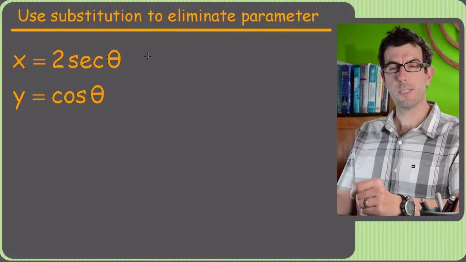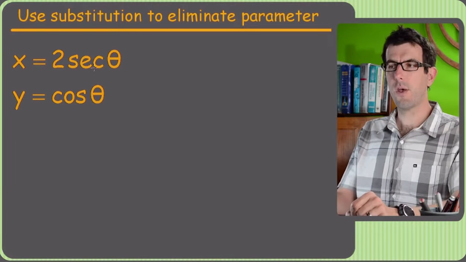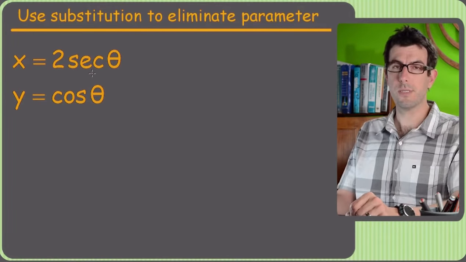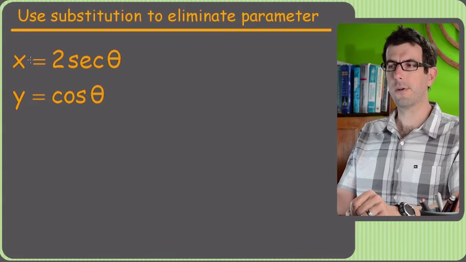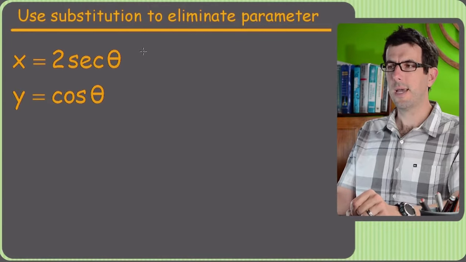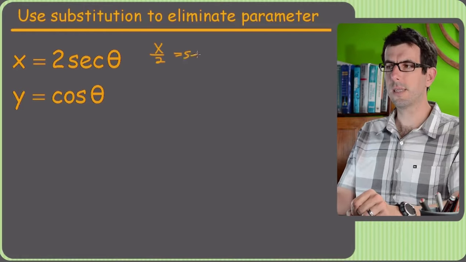All right, this one looks a little bit trickier, right? Because if you wanted to solve either one of these for the parameter, which is theta, you'd have to use an inverse trig function. So you might be thinking, hey, if I wanted to solve for theta in the top equation, I'd get x over 2 equals secant theta.